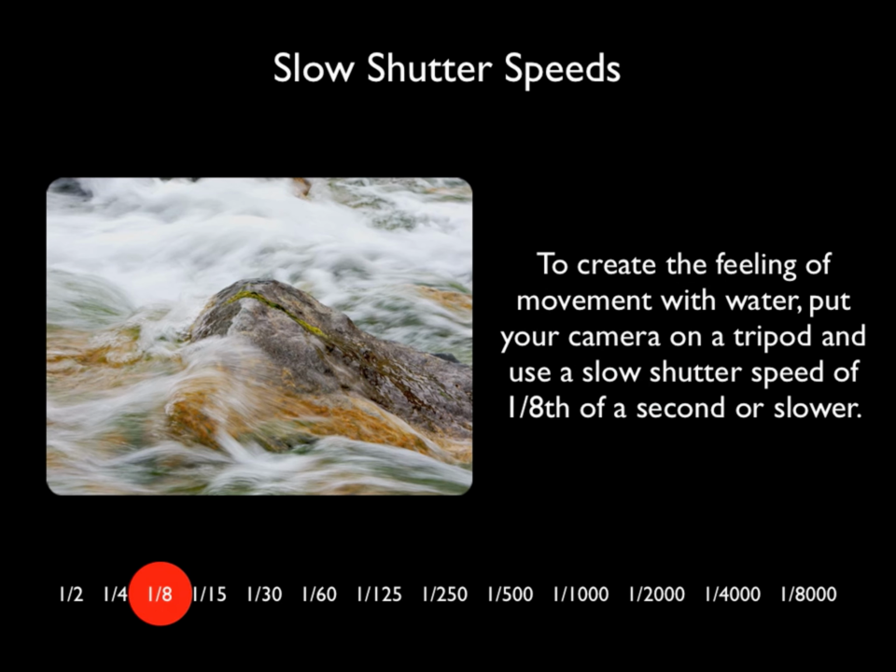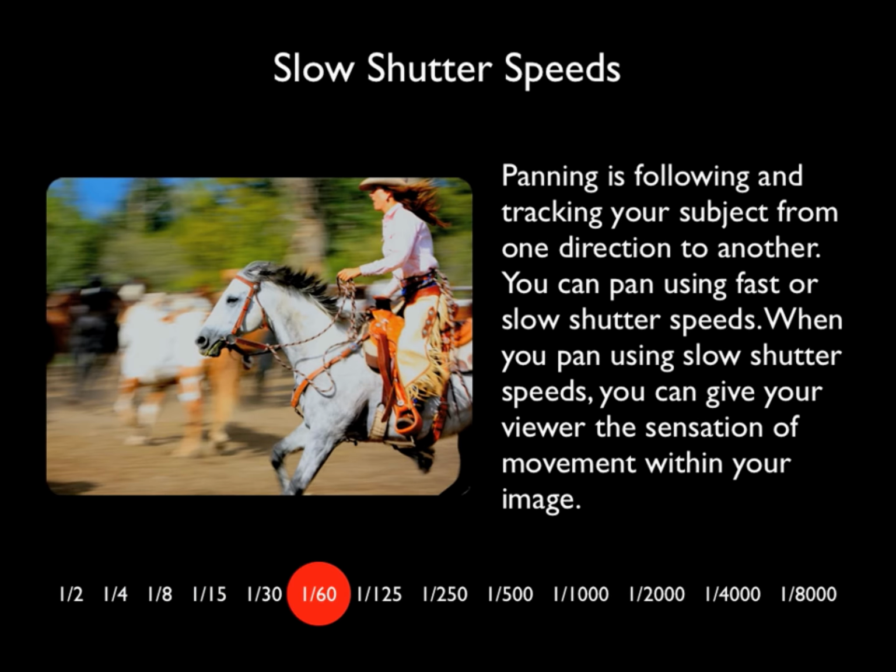Slow shutter speeds. To create the feeling of movement with water, put your camera on a tripod and use a slow shutter speed of 1/8th of a second or slower. Panning is following and tracking your subject from one direction to another. You can pan using fast or slow shutter speeds. When you pan using slow shutter speeds, you can give your viewer the sensation of movement within your image.